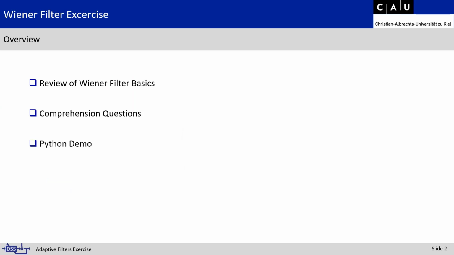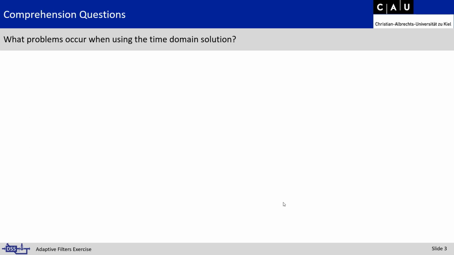Now I will go into the comprehension question section. In the course material, you received a set of questions and answers, and here I selected only some of those questions, but I will give you a bit more detailed answers to those questions. The first question is, what problems occur when using the time domain solution?